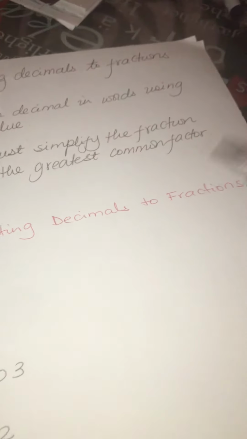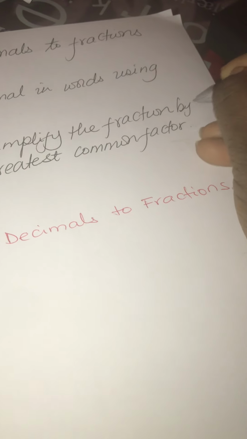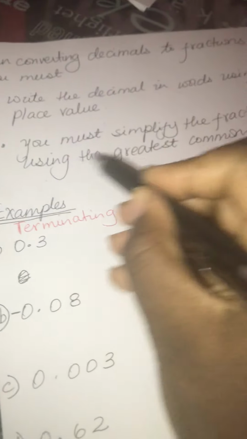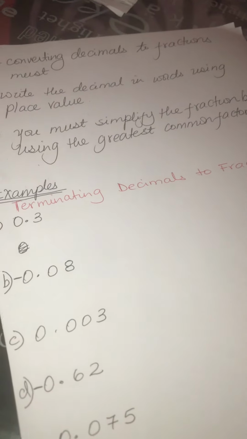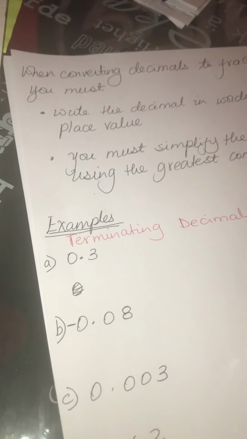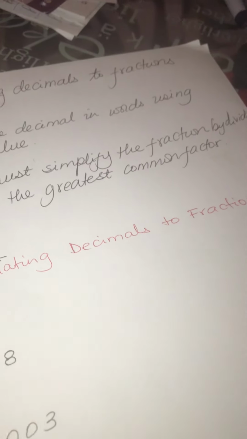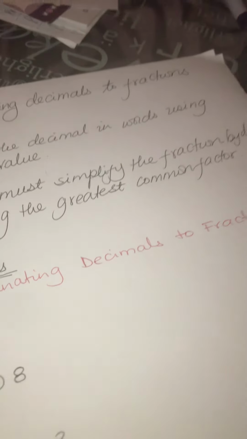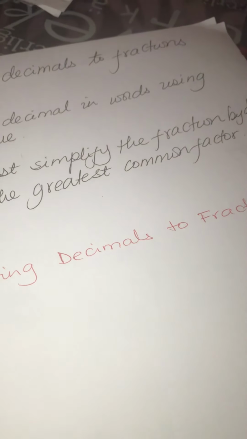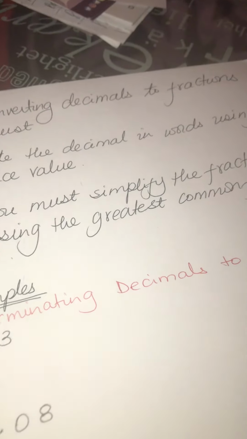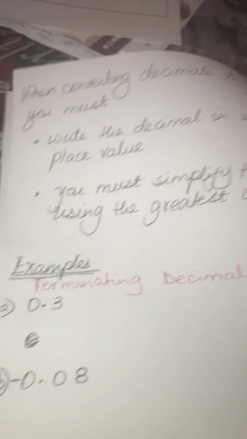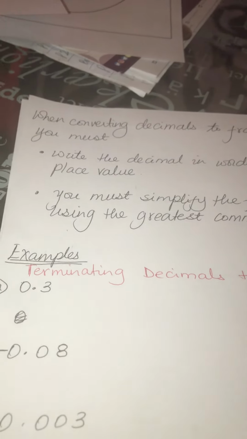So, you must simplify the fraction by dividing using the greatest common factor. This we learned in grade 7 and in grade 6. All fractions must be simplified. All. You must know how to read. If you read incorrectly, you will write incorrectly. That means everything will be wrong. There is no room for mistakes.